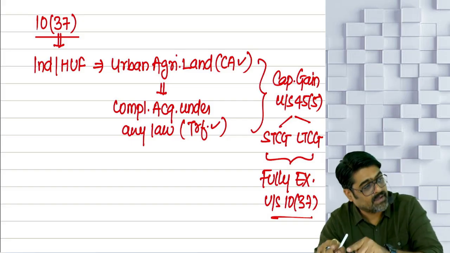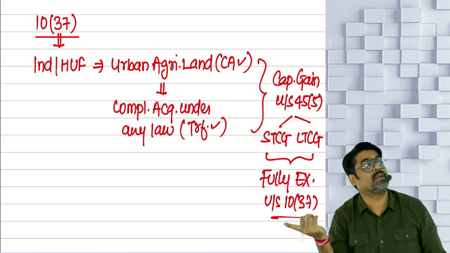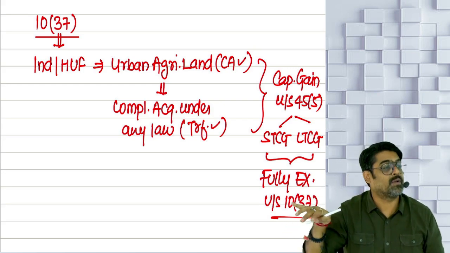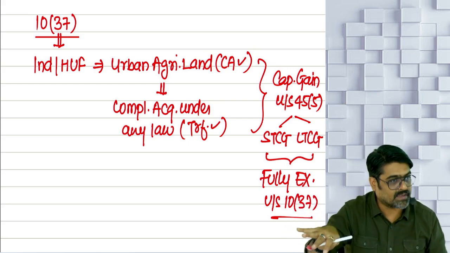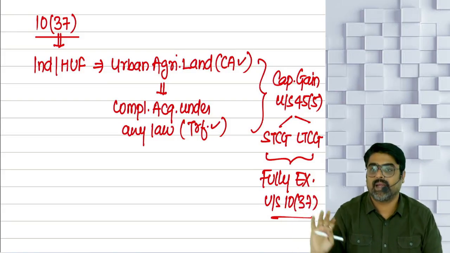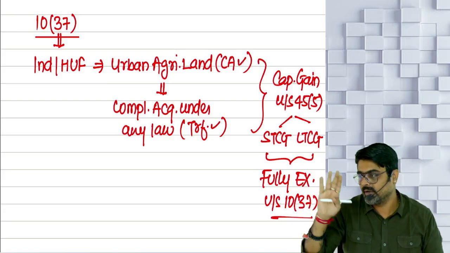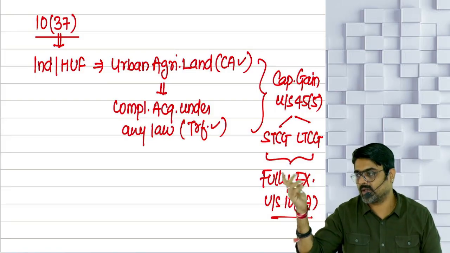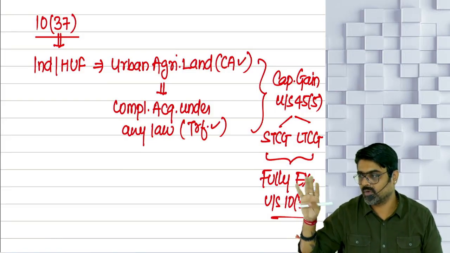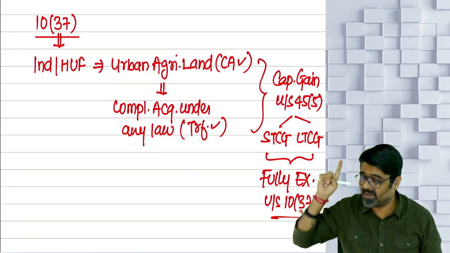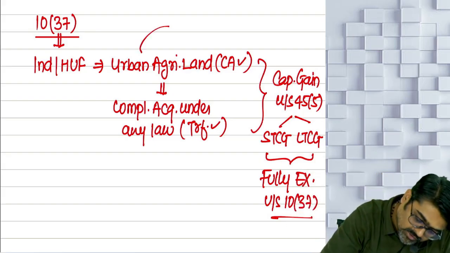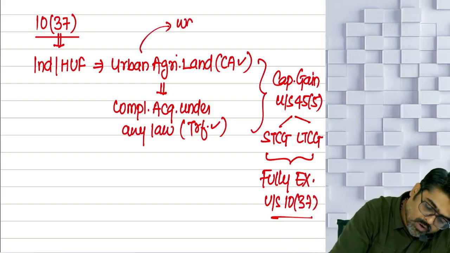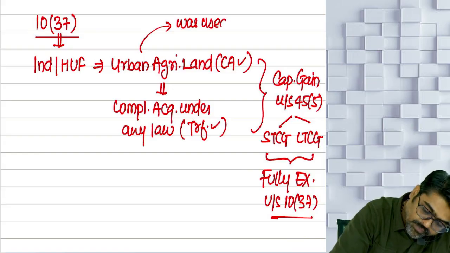So in this case, don't calculate capital gain under section 45(5), because even if you will calculate the capital gain on this compulsory acquisition, this has to be exempt. So no need to calculate. Whether the short-term gain is there, long-term gain is there, this will be fully exempt. No need to calculate. But this will be exempt only if this urban agricultural land was used for. Used for what?